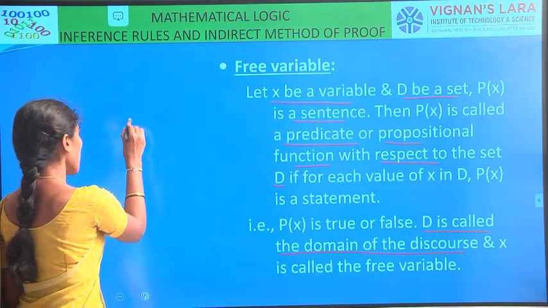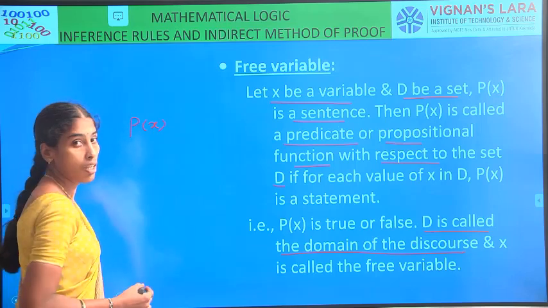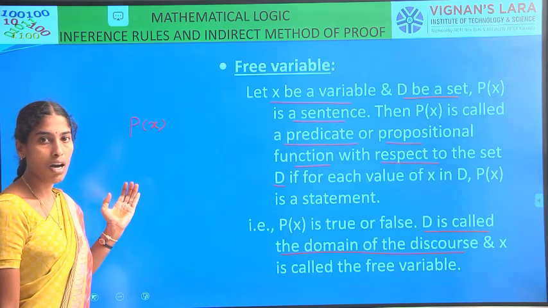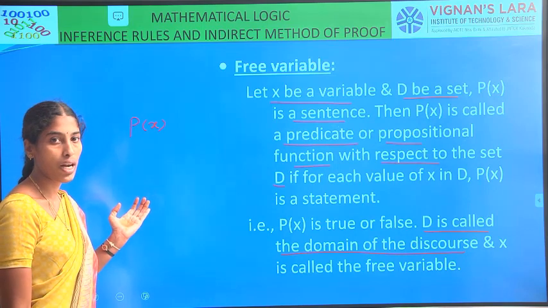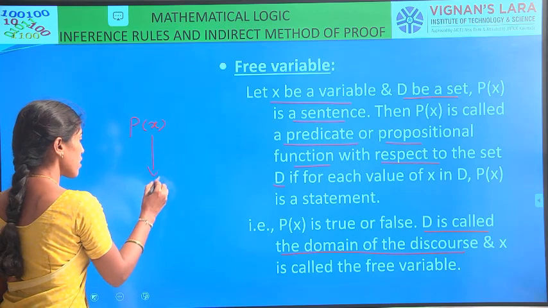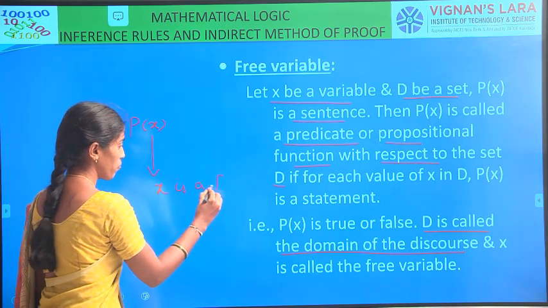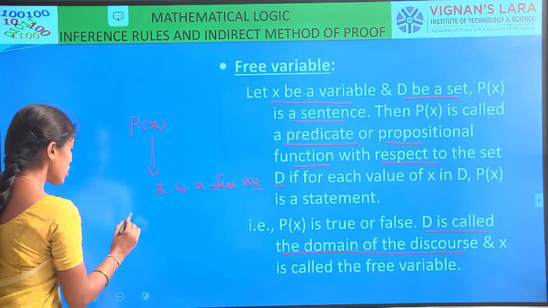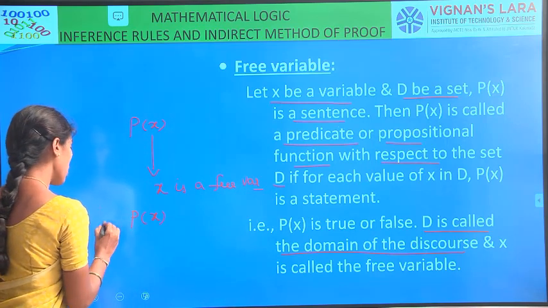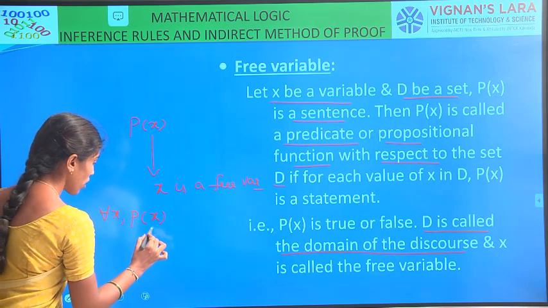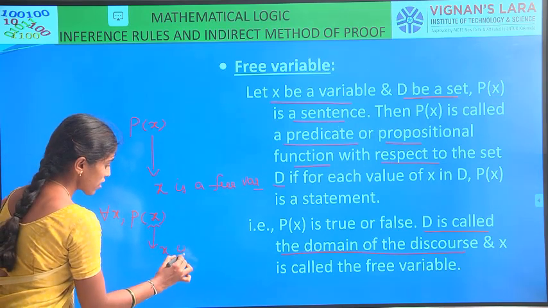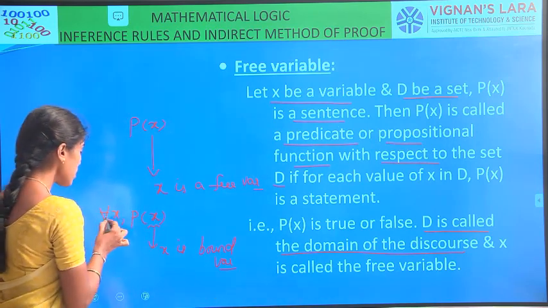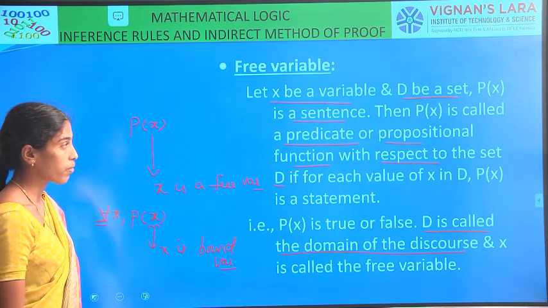So if I write P of x like this, x is not quantified by any quantifier, for every or the existential quantifier, then we call this x a free variable, because here no quantifier is there. Suppose I write the same P of x using for every x, then we call this x a bound variable, because x is bounded by the quantifier for every.